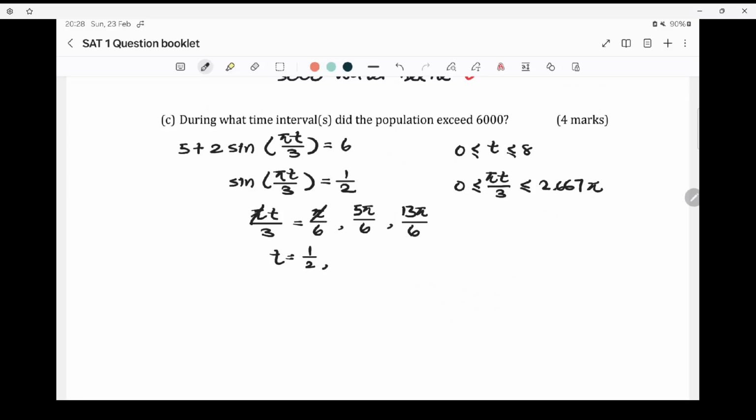Okay. So then you simplify with the equation. So your t is either 1/2 or 5. Let me simplify it. 5/2. And then the last one would be 13/2.